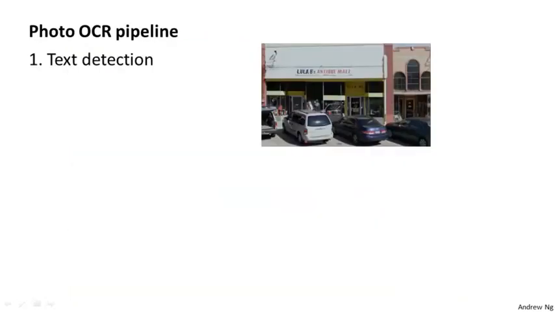In order to perform PhotoOCR, here's what we can do. First, we can go through the image and find the regions where there's text in the image. So shown here is one example of text in the image that a PhotoOCR system may find.